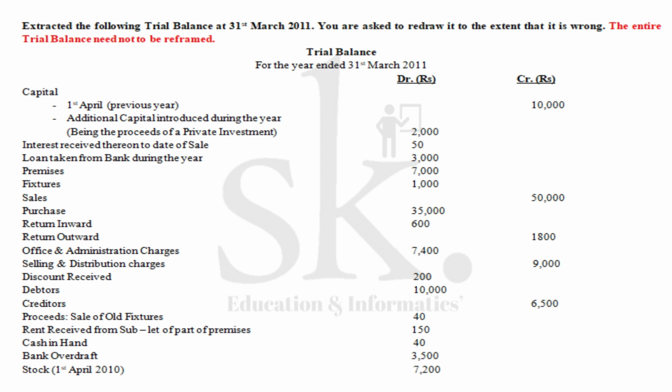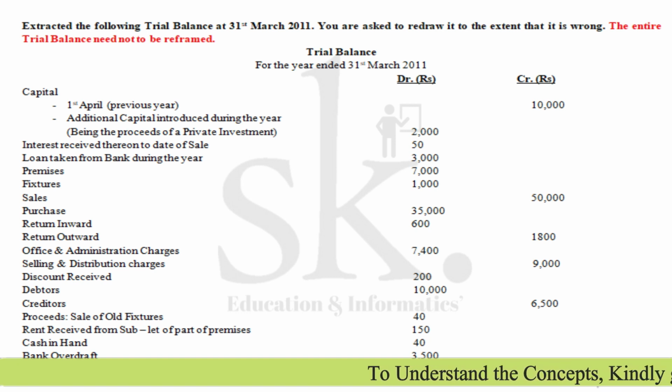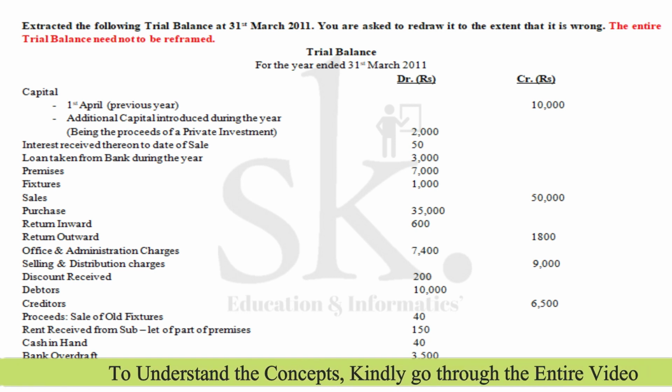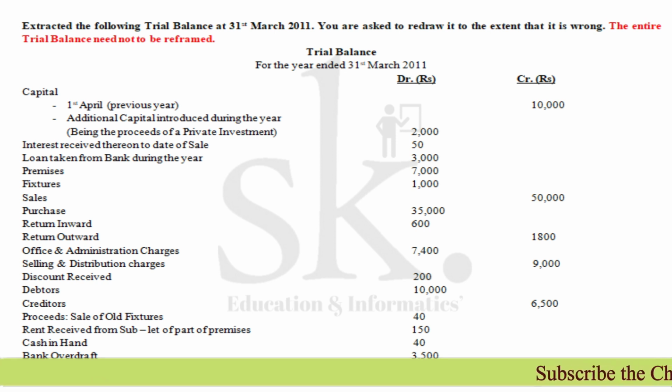So the ledger account balances have been given and have been posted either on the debit or the credit column. Now what is most significant and important in this particular problem is that you are asked to redraw it to the extent that is wrong. So only those ledger balances which have been wrongly posted either on the debit or the credit column, I again repeat, wrongly posted, are required to be corrected. You need not redraw the trial balance again. So it's being mentioned that the entire trial balance needs to be reframed, but you again need not do the entire trial balance and thereby correct the mistake.